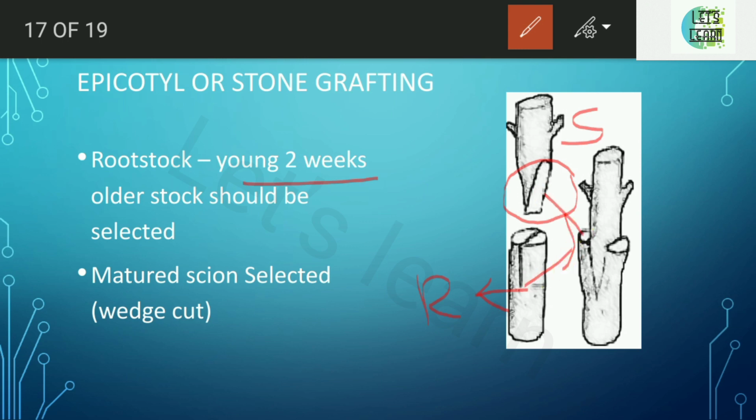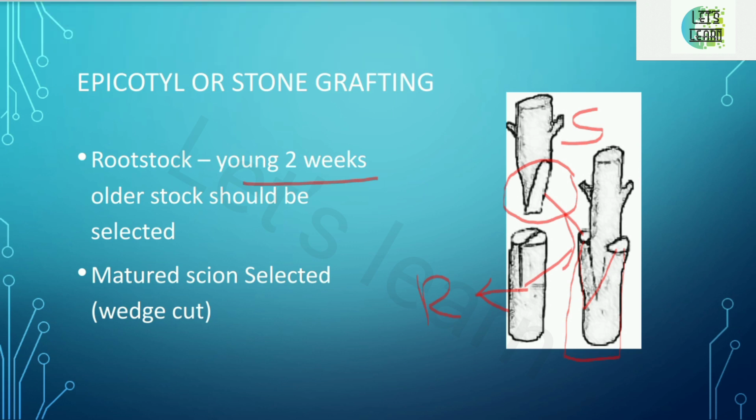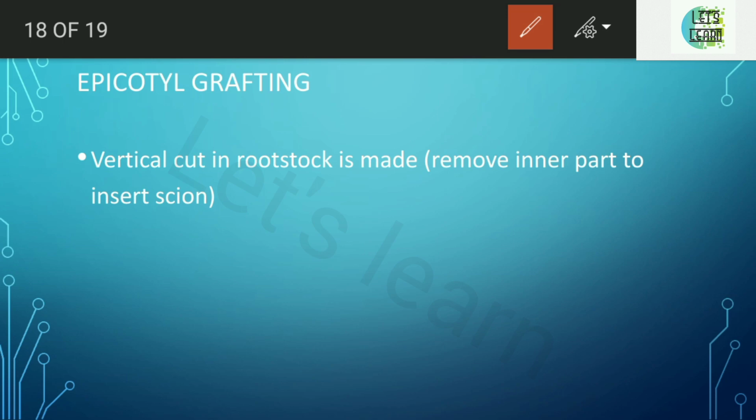So you can see, right? See here, the wedge shaped scion is inserted into the vertically split rootstock, and this process is called epicotyle or stone grafting. This is most commonly done in mangoes. Okay, so a vertical cut in the rootstock is made to remove the inner part to insert the scion. So the rootstock should be given a vertical split, and the scion should be given a wedge shape. This too should be inserted.